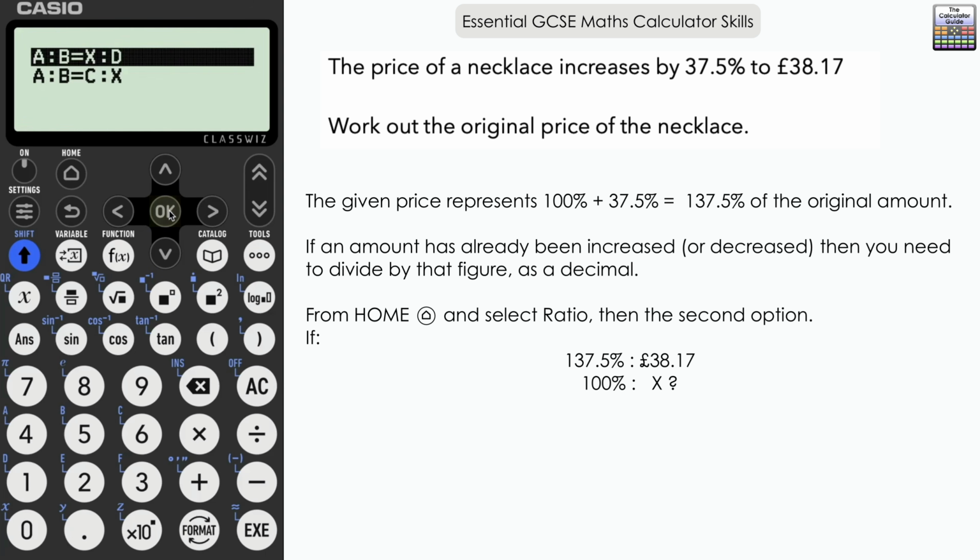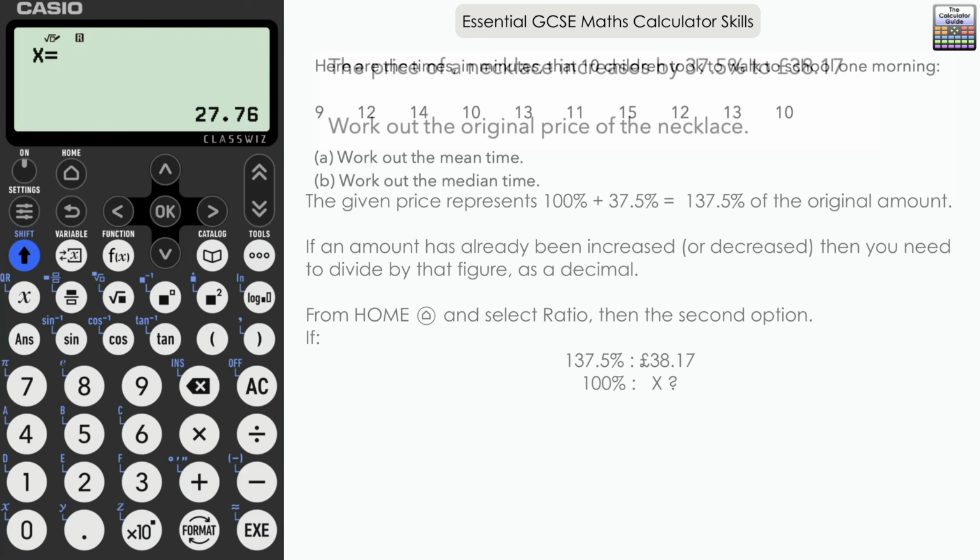If we select ratio, and once again I'm going to choose the bottom one here, so we know 137.5% represents an amount of 38.17, and that compares to 100%, which is our total, and the amount is, and there we go, let's just change that to a decimal and compare, 27.76, which was our answer then, our original price of the necklace.